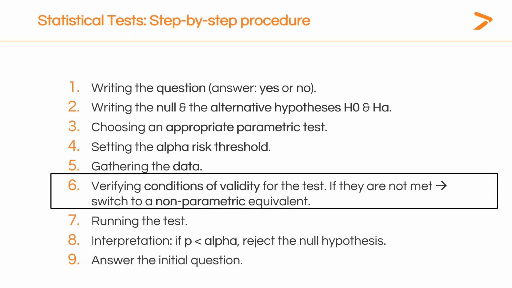So how to incorporate this in the step-by-step procedure? In this step, you verify conditions of validity of the parametric test. If they are not met, you switch to a non-parametric equivalent. This would be one solution to implement. Of course, there are other solutions, but I won't have the time to talk about them today.